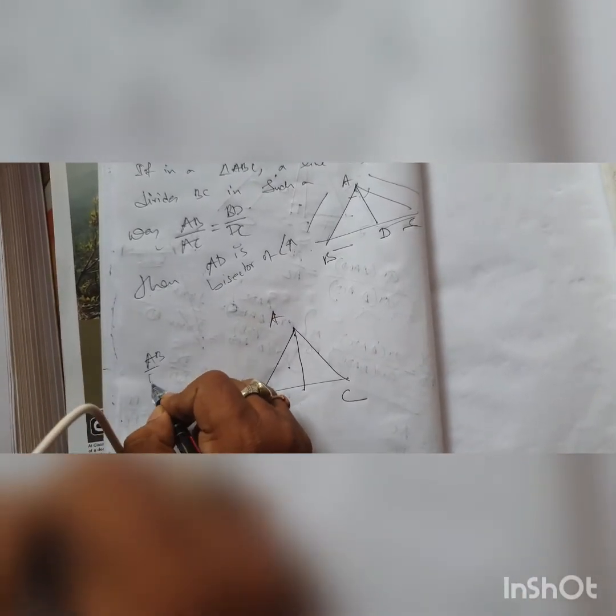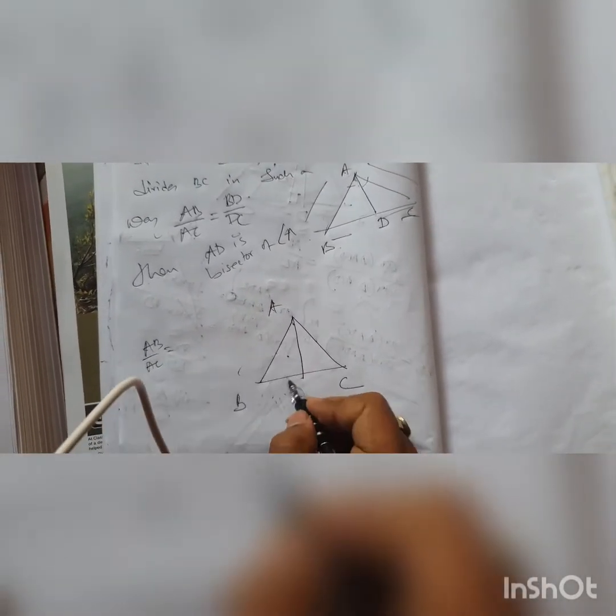So suppose your given is in this triangle ABC that, as said here, AB by AC equals BD by DC. Fine. Then what you have to prove is that this is the bisector, meaning angle 1 equals angle 2.